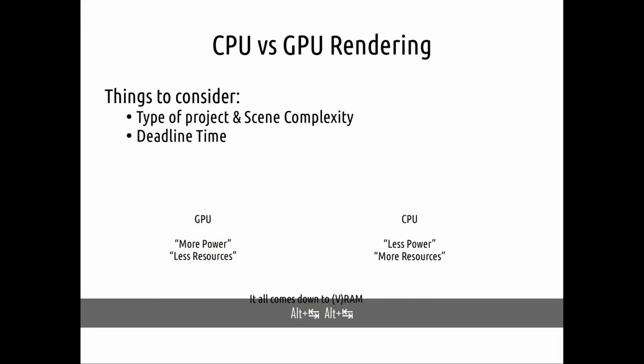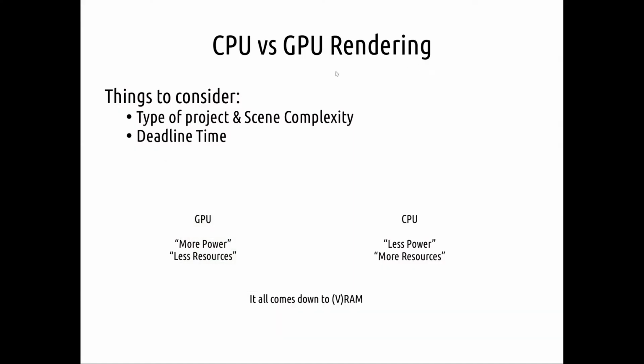So if I go back here, we'll see CPU rendering versus GPU rendering, and there's really two main things to consider: the type of your project and scene complexity, so the type of things that you actually do, and your deadline time. So for the first part, the type of project, if you're doing anything like architectural visualization or anything in film and animation, generally CPU rendering will be more for you, because even though it renders a little bit slower than GPU, you have a lot more resources available to you. So that's what this sentence is all about.